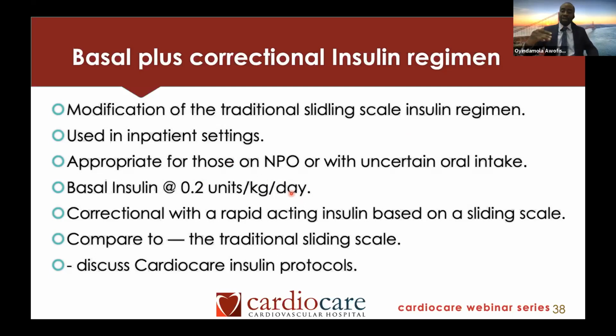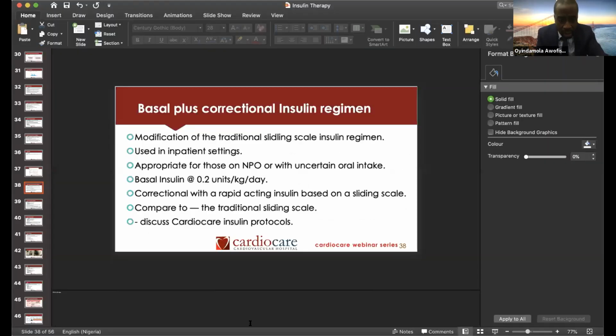But if the glucose gets to certain levels, then a certain dose of either rapid acting or soluble insulin is administered based on the sliding scale. And the sliding scale that is used for that is just similar to the common sliding scale insulin regimes. Give me a moment to explore and show the protocol we use for that here.